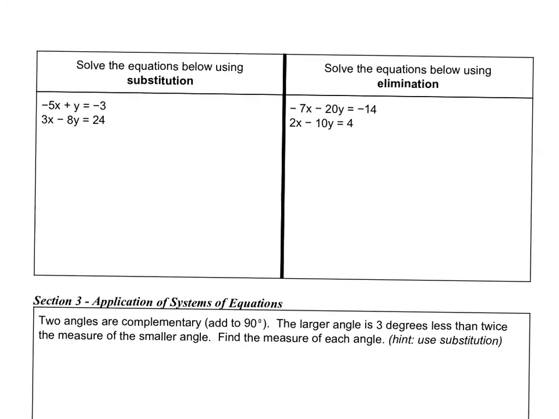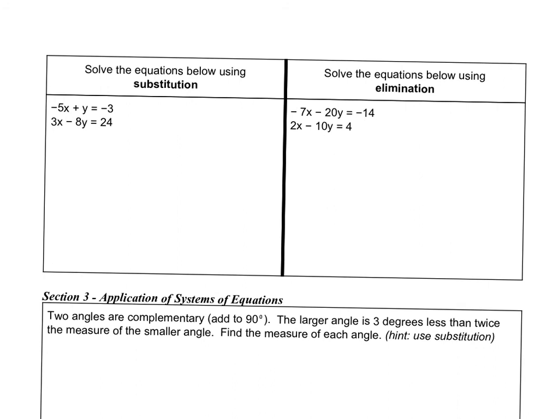So we're going to do two more examples. In our next example for substitution, we have -5x plus y equals -3 and 3x minus 8y equals 24.